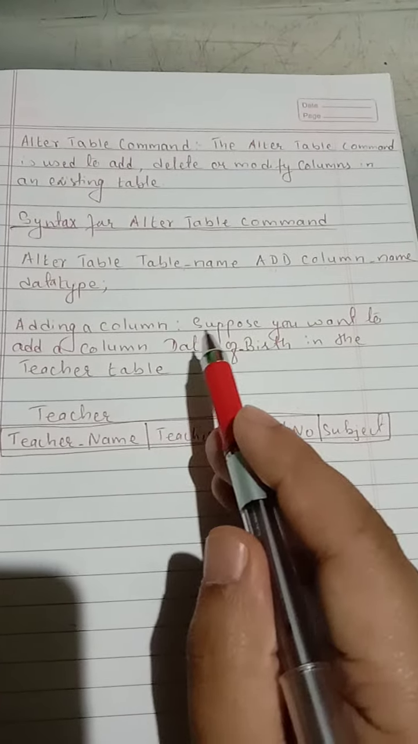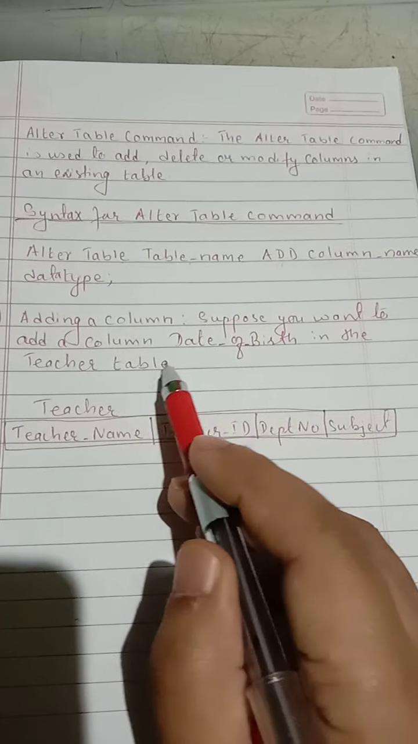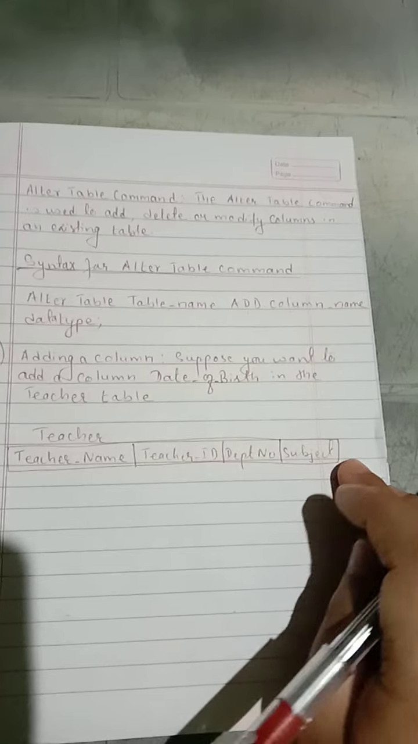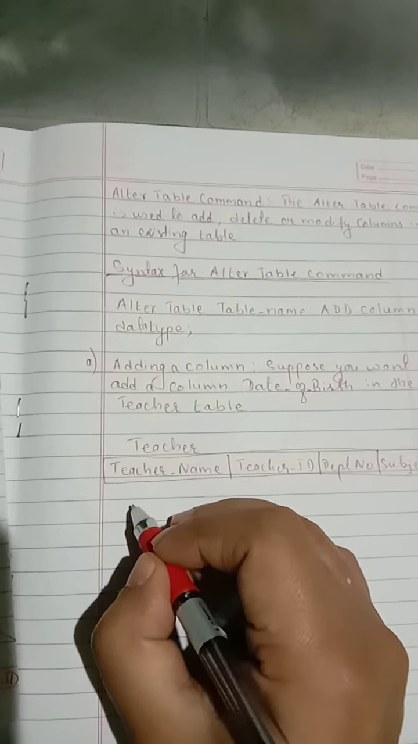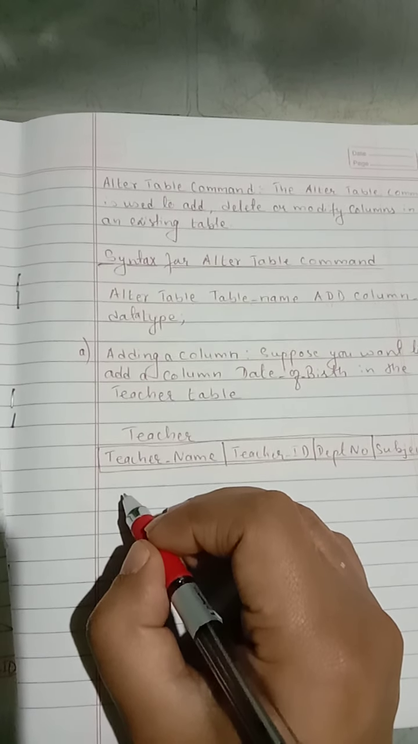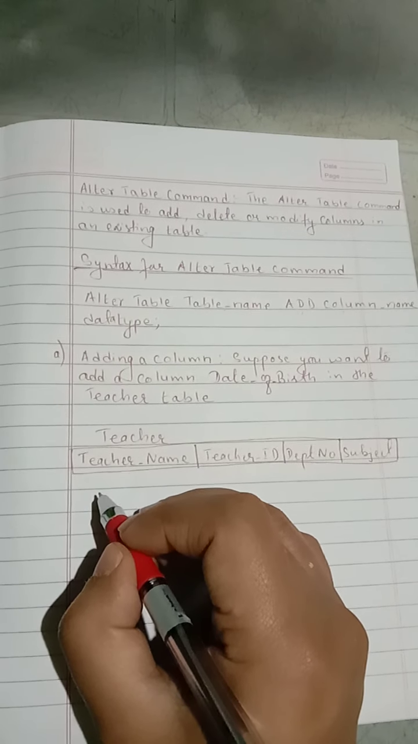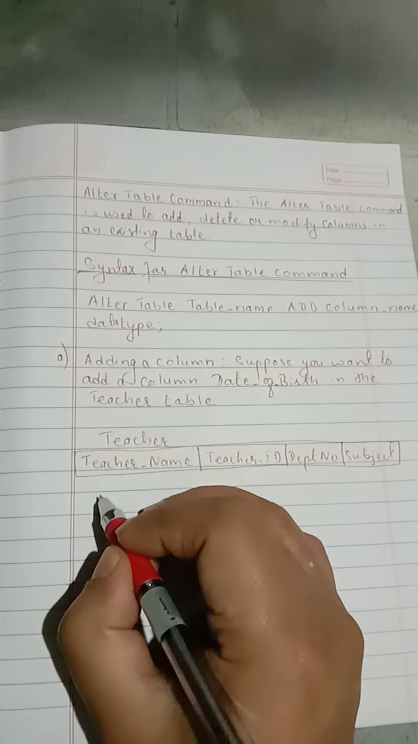Adding a column: suppose you want to add a column date of birth in the teacher table. I've already created a table named teacher, and I want to add one column in it. So here is the code for how we can add one column in the teacher table using the alter table statement.